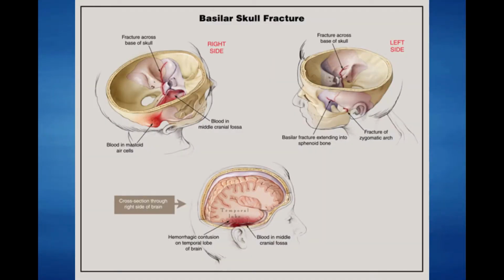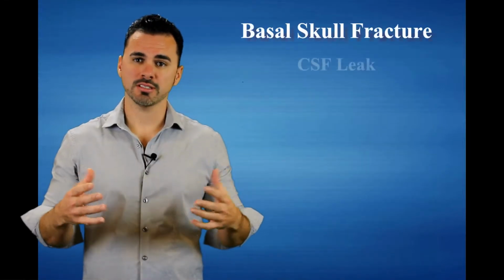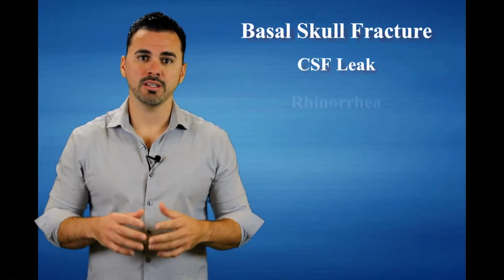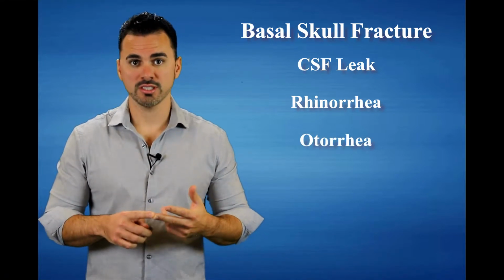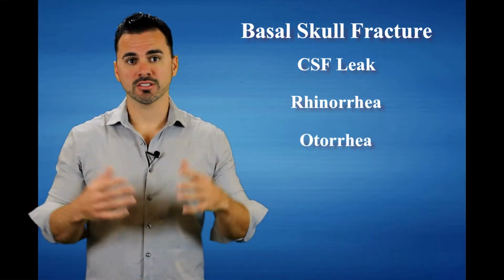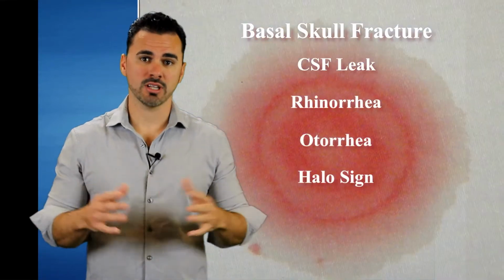And then the next type is a basal skull fracture, which is an injury to one or more of the cranial nerves. Now, this is a tearing to the dura with a CSF leak. So some of the things that you can see with the CSF leak are going to be rhinorrhea, or CSF from the nose, or otorrhea, which is CSF from the ear. Hallmark sign of that is what's called a halo sign.